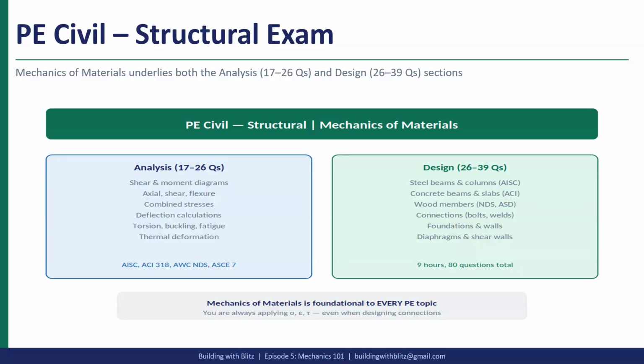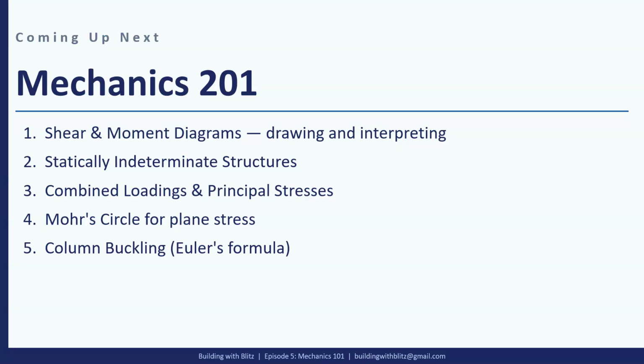That's the overview as far as the licensure examinations. And then moving forward to Mechanics 201, this is also a mix of statics. So we have shear and moment diagrams, statically indeterminate structures, combined loading and principal stresses, and then Mohr circle. This is going back to the principal stresses, and then buckling for the column. This is the Euler buckling formula and things like that.